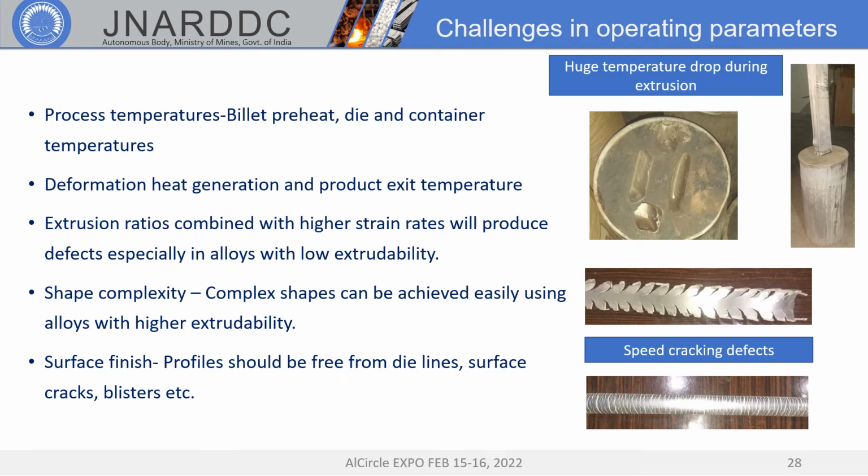In high strength alloys such as AA7075 and 2024, the extrusion ratios and strain rates achievable are limited due to the onset of surface defects and also the limitation of extruding within the available press capacity. Complex shapes can be easily achieved by alloys with higher extrudability. Profiles should be free from die lines, surface cracks and blisters, etc.